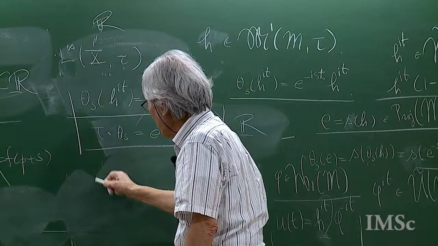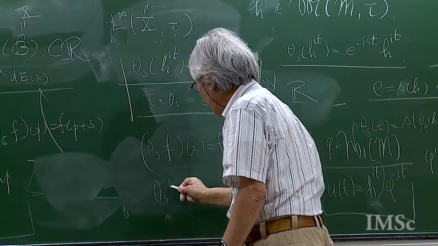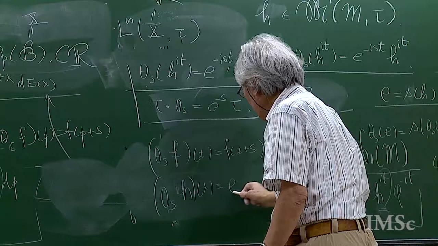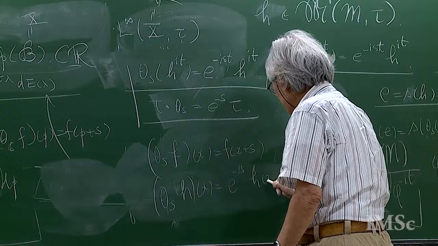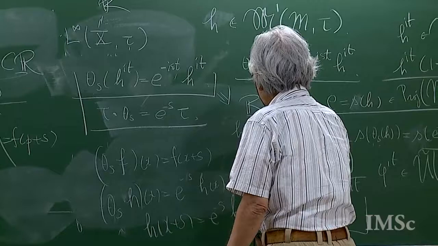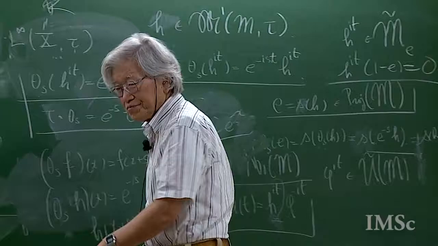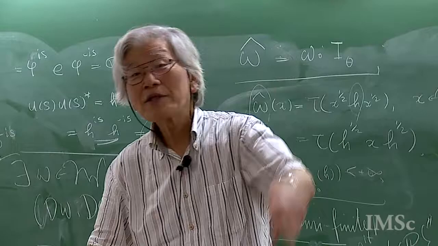So theta s of f of x equal to f of x plus s. And theta s of h of x equals e to the minus s of h of x, meaning h of x plus s equals e to the minus s of h of x. What is it? So h of x equals maybe a constant times e to the minus x. That's very quick; you can multiply by a scalar all the time. The scalar is an ambiguity.